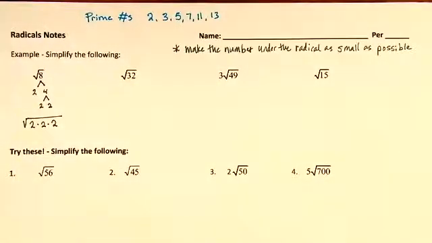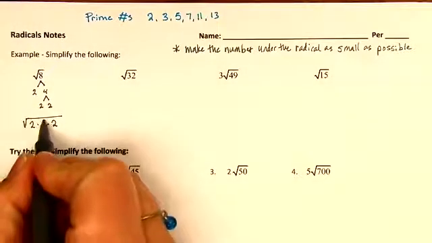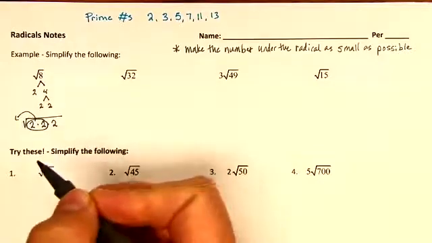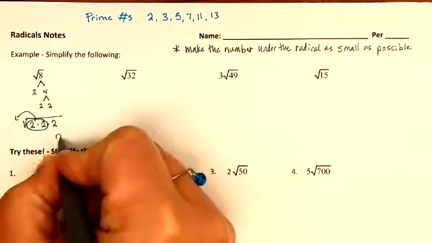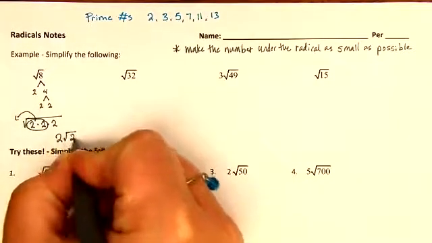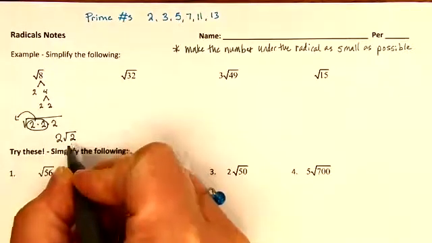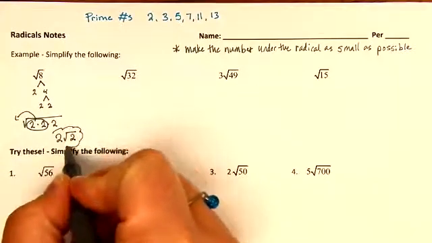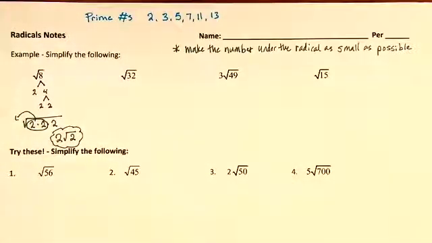Now, if I can find a pair of the same numbers, I can take that pair together and put it outside of the radical sign. So it ends up being 2 radical 2. And if I can't break down that number that's inside the radical anymore, then I know I've got the answer. All right, let's try this again with radical 32.